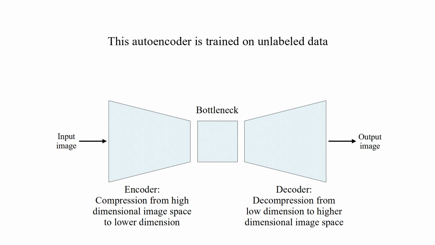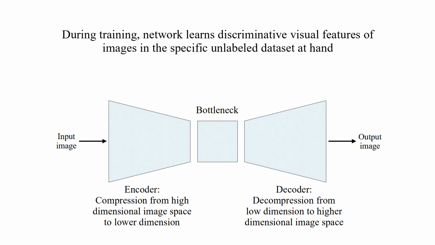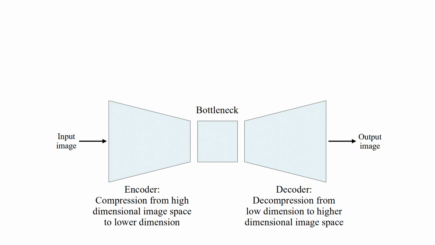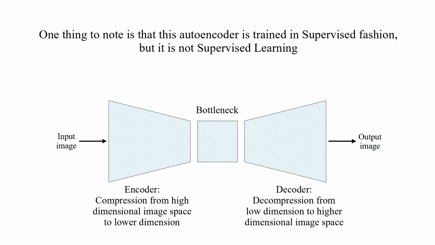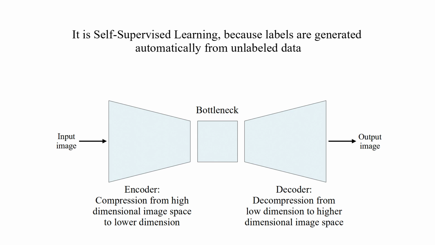This autoencoder is trained on unlabeled data. During training, network learns discriminative visual features of images in the specific unlabeled dataset at hand. One thing to note is that this autoencoder is trained in supervised fashion, but it's not supervised learning. It is self-supervised learning because labels are generated automatically from unlabeled data.